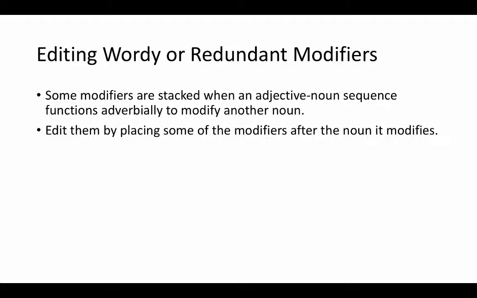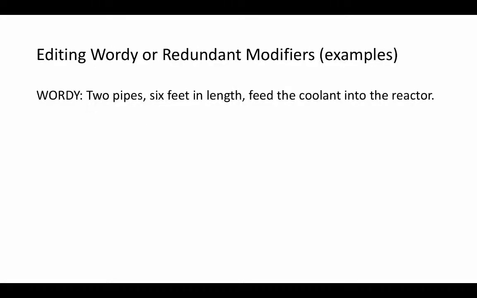Sometimes modifiers just cause wordiness, or they are redundant. They repeat the meaning. Edit them by placing some of the modifiers after the noun they modify. Two pipes, 6 feet in length, feed the coolant into the reactor. Now this is not a horribly written sentence, but there's some redundancy there. In length. Why is that redundant?